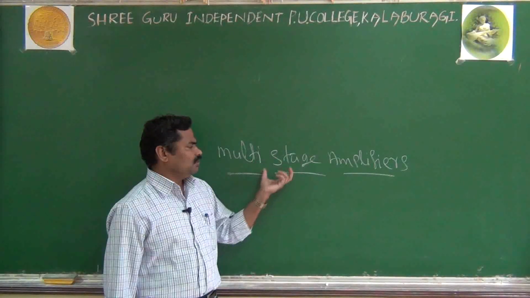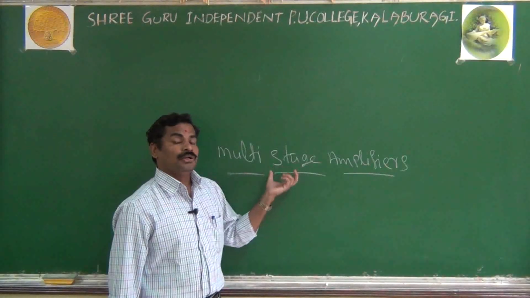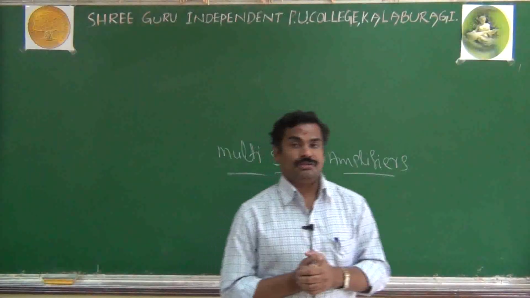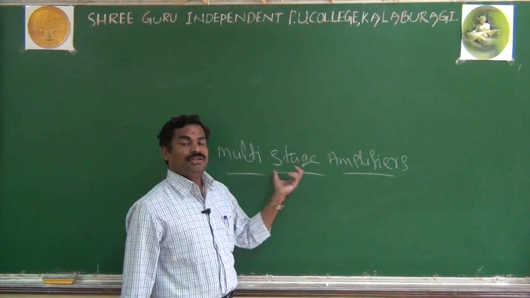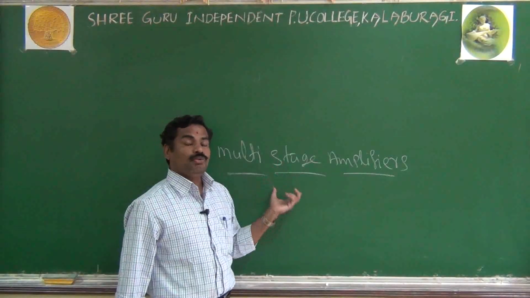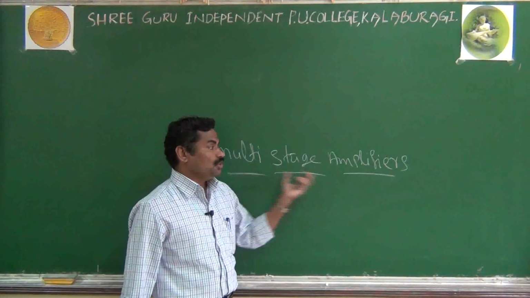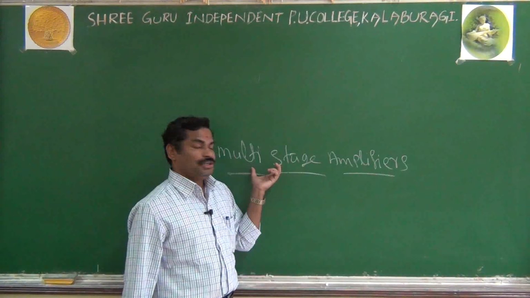In a multi-stage amplifier you are using stages of amplification, more than two stages of amplification. What is called a multi-stage amplifier? It is a circuit having more than two stages of amplification. That type of amplifier is called a multi-stage amplifier. You followed? What is called a multi-stage amplifier?